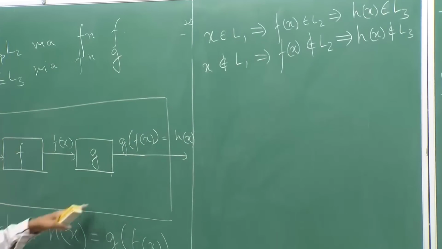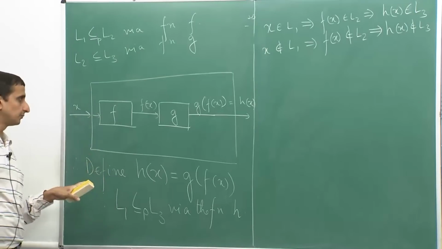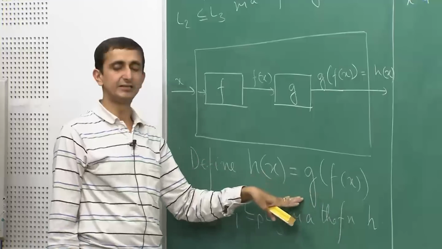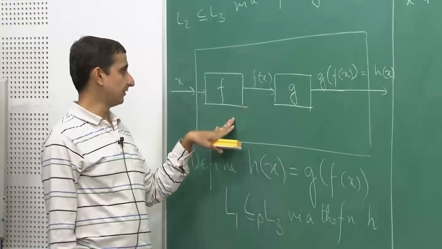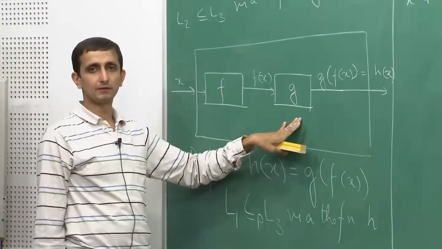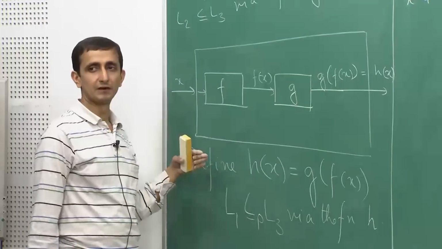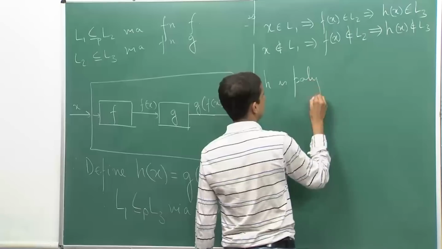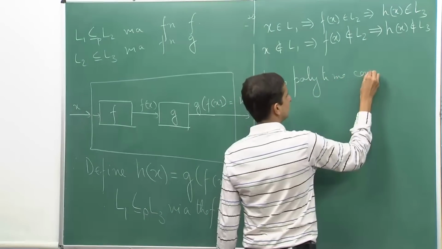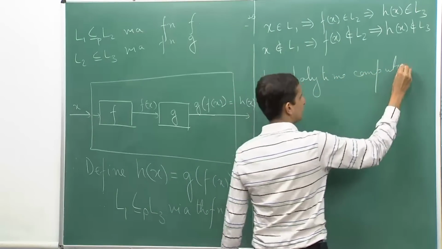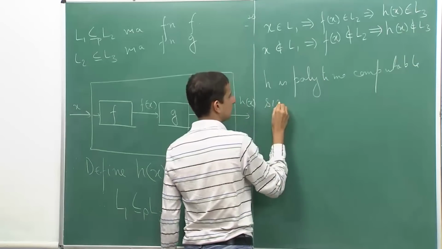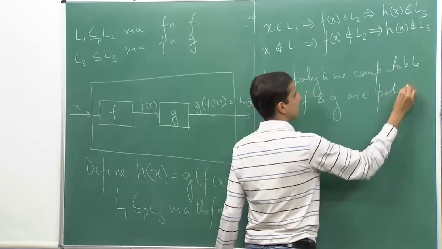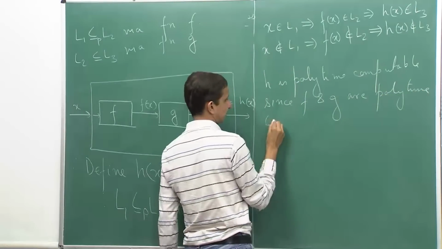And why is H computable in polynomial time? So, we also have to prove that. Note that H is nothing but applying f first and then g. This takes some polynomial number of steps, and this takes some polynomial number of steps. So, the total is some other polynomial. So, H is polytime computable since f and g are polytime computable.